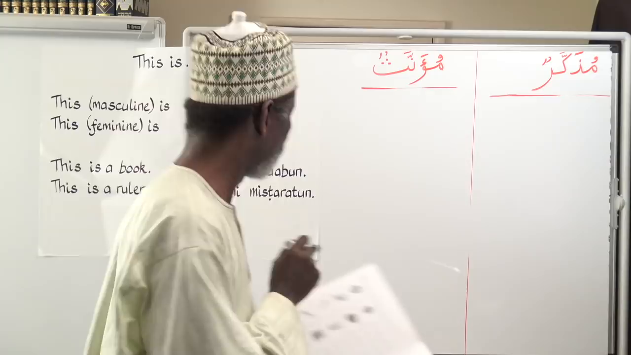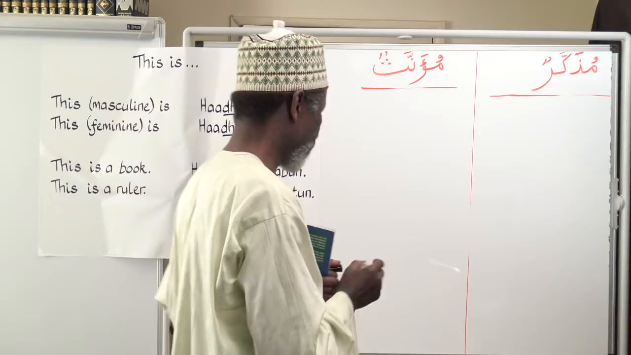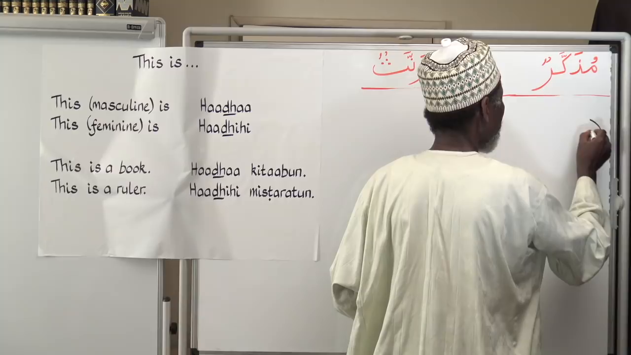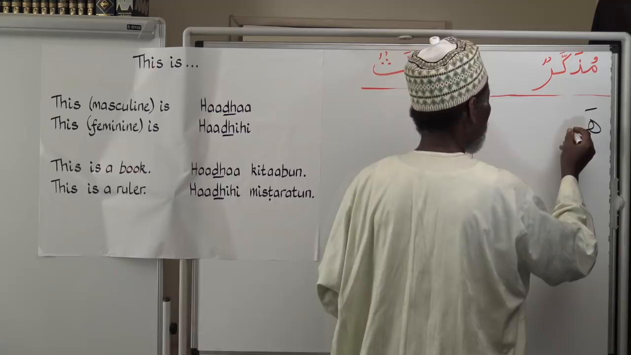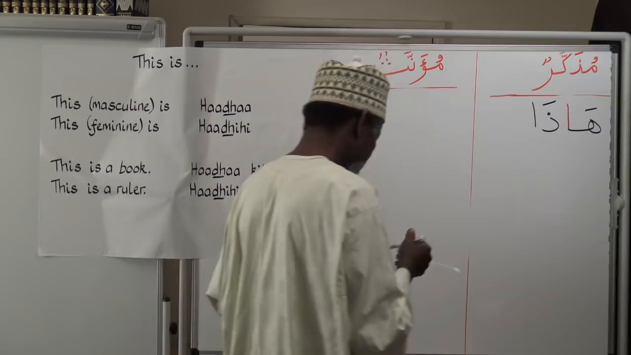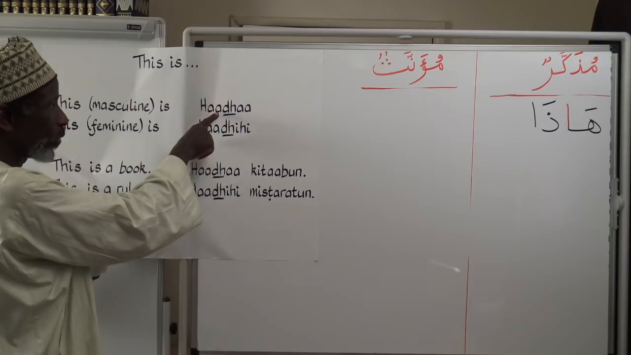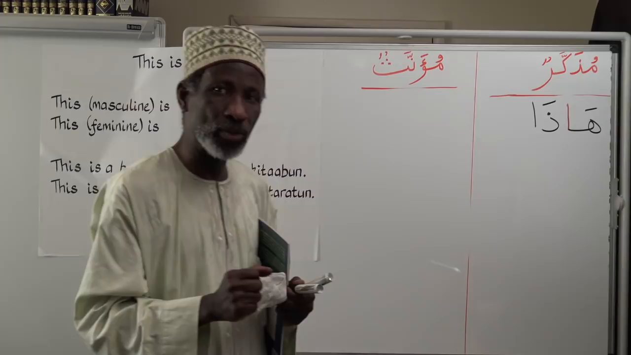Here we have "this is." If you are referring to a masculine singular, you will say haadhaa. Let us write it down. Now, this is what you pronounce, this is what it sounds like. That's why in the transliteration I will double the A to say haadhaa. That is the sound, and that's for masculine singular.